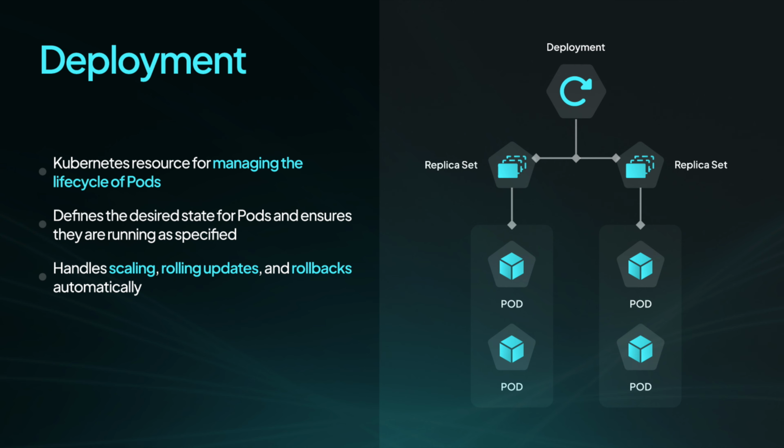Most importantly, deployments automate critical operations like scaling your application up or down, performing rolling updates to a newer version without downtime, and crucially handling rollbacks, which means allowing you to easily revert to a previous stable version if an update causes problems. So when you need to release new versions of your application, update configuration, or ensure you can quickly recover from a bad release, deployments are your go-to resource. They provide control, automation, and safety for your application updates. Next, we will be creating a pod and deployment using YAML manifest files.